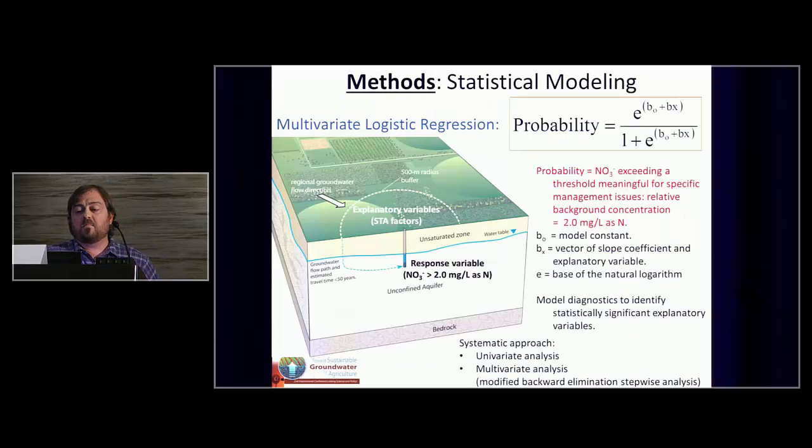So the statistical method that I use here is multivariate logistic regression. It's very similar to a linear regression, except that it predicts the probability of the response variable being above a threshold. The threshold that we're using here is a relative background concentration of nitrate of 2 milligrams per liter as N. And when we develop these models, we regress GIS-based explanatory variables within a 500-meter circular buffer to nitrate at the wells. I won't go through all the statistics, but there's a whole systematic approach to selecting the most statistically significant model and the explanatory variables in those models.